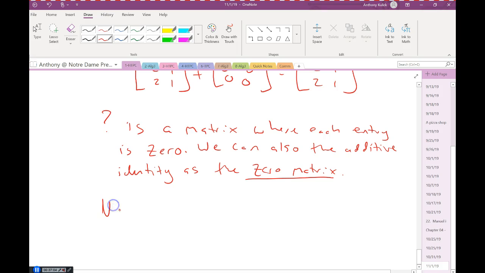A little bit of notation here on the side. We're going to use the letter O to represent the additive identity.